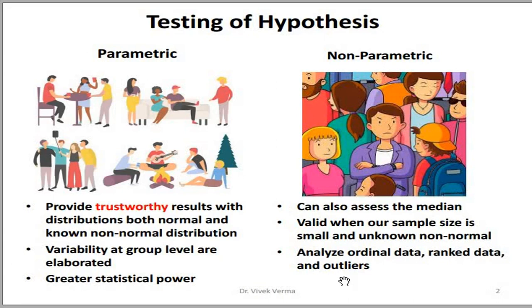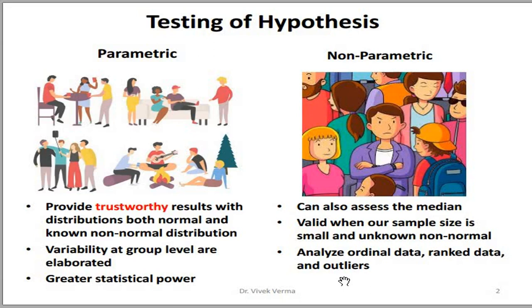There are two different aspects of testing of hypothesis. One is called parametric, where the assumption and the characteristic of the parameter take the leading role. Another way of doing the testing of hypothesis is the non-parametric way. In the parametric setup, the results obtained consider both normal as well as known non-normal distributions, also capture the variability among the groups, and are very effective in achieving statistical power.